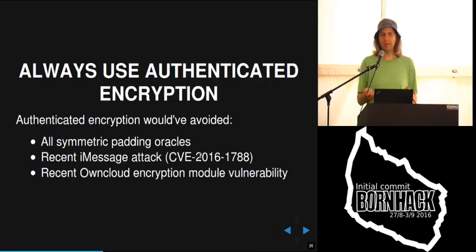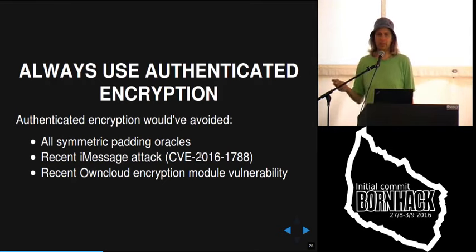This is something I'd like to tell everyone who does anything with crypto: you should just always use authenticated encryption. There's almost never a good reason not to use it, and a lot of attacks that we've seen in the past would have been avoided. It's true for all these padding oracle attacks I told you about. There was recently an attack on iMessage, which was because they were not using authenticated encryption. And I myself showed an attack on the OwnCloud encryption module. They didn't use any authentication at all. In all those instances, just saying, okay, use an authenticated encryption mode, would have prevented these attacks.